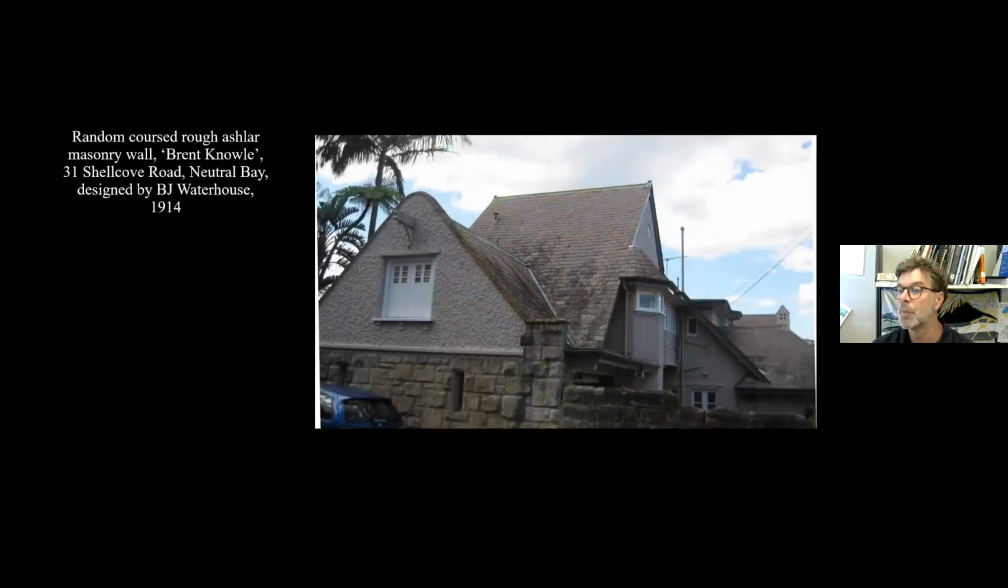This is another BJ Waterhouse house in Shell Cove Road, and yeah, the sandstone there is obvious. This is random course, so higgledy-piggledy. These little windows cut in there, it's English revival. That references the arrow loop, or a window for shooting arrows out of in a castle, believe it or not. But that's the extent to which little motifs from English architecture are used in this period.